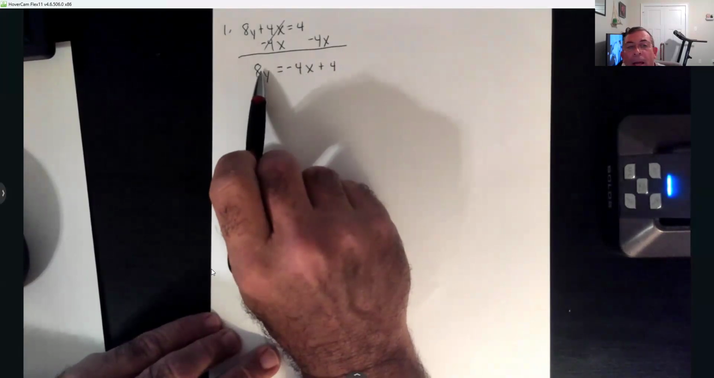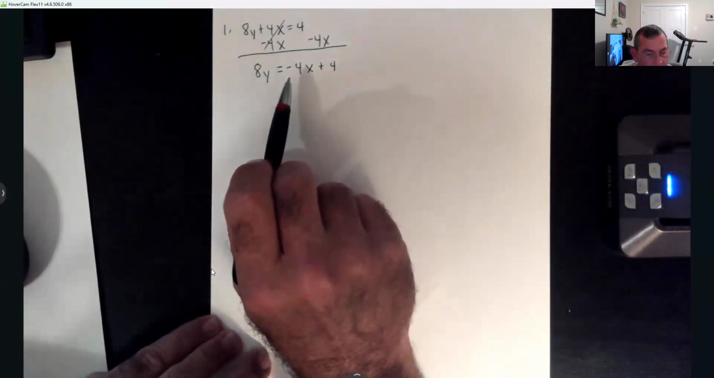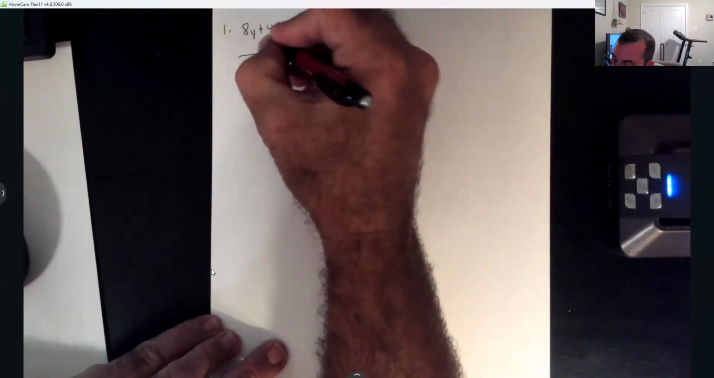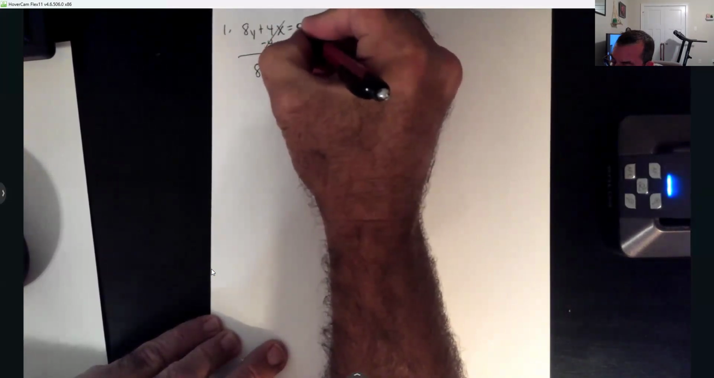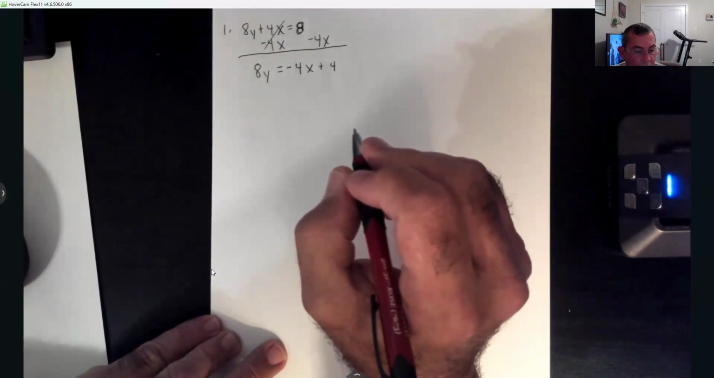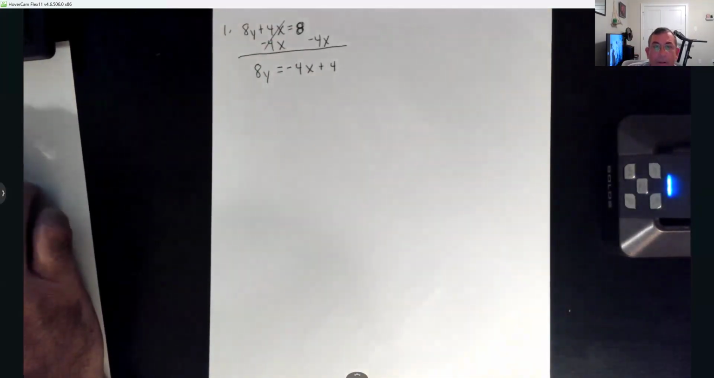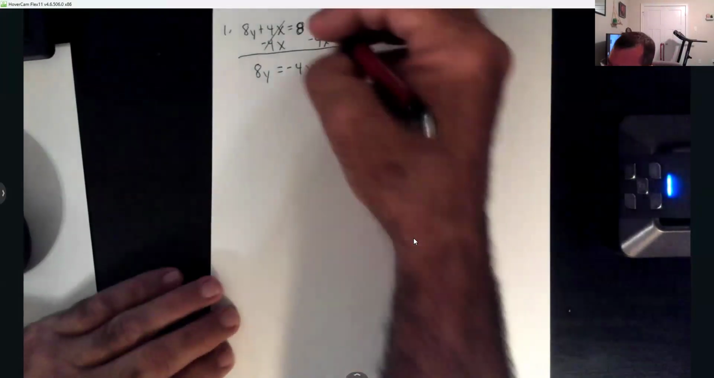Now to turn the 8y into a 1y, we have to divide everybody. Oops, I wrote this down as 8y plus 4x equal to 8. Let me get that problem right. Wasn't it an 8 they gave me? Let me go back and look. Oh, no, it was right. It was a 4, my bad.